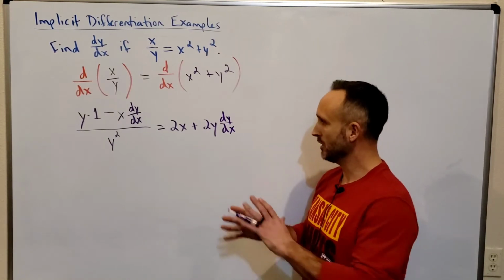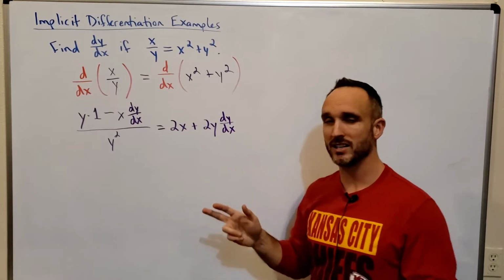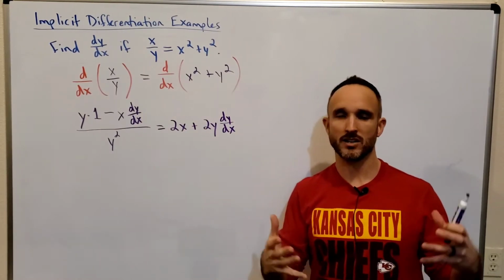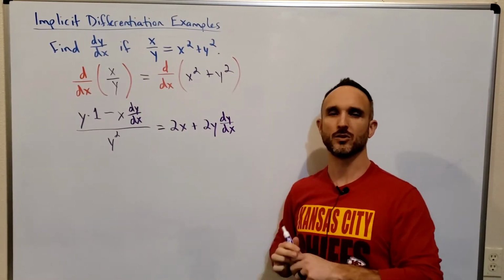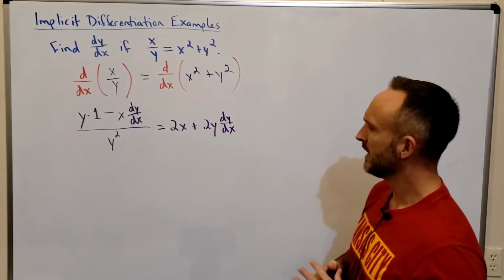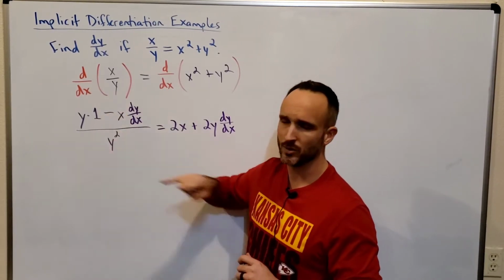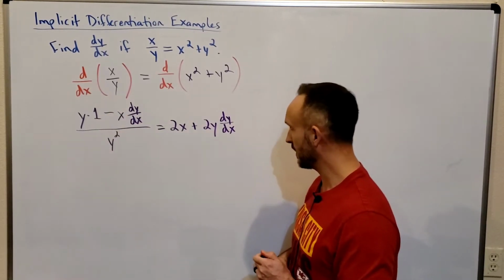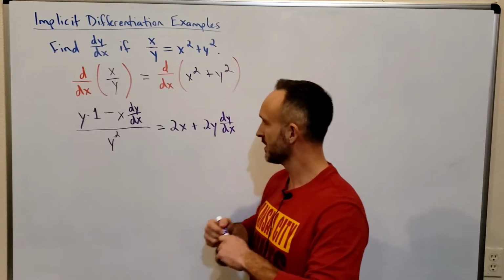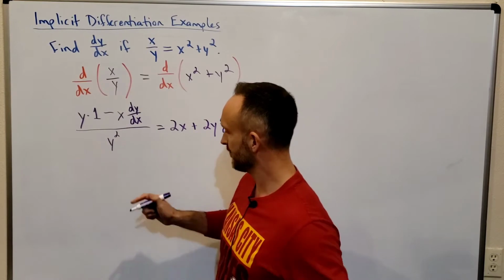And so now our goal, with this mess, is to figure out what a formula for dy dx is. And so what we'll need to do here is get dy dx by itself on one side of this differential equation. And so the most natural thing I believe to do here is to clean up the left side by getting rid of the fraction. So let's multiply both sides by y squared. So if I do that, y squared is going to cancel on the left side.